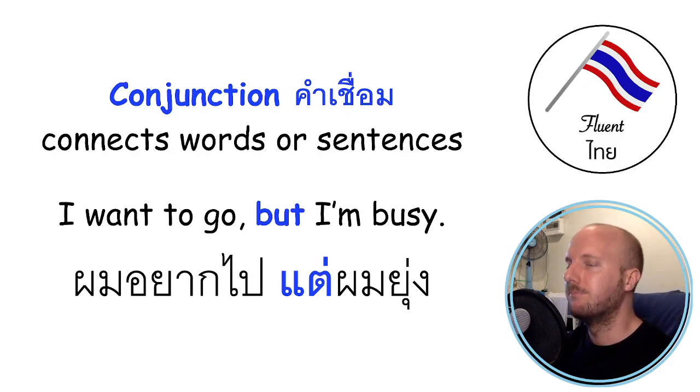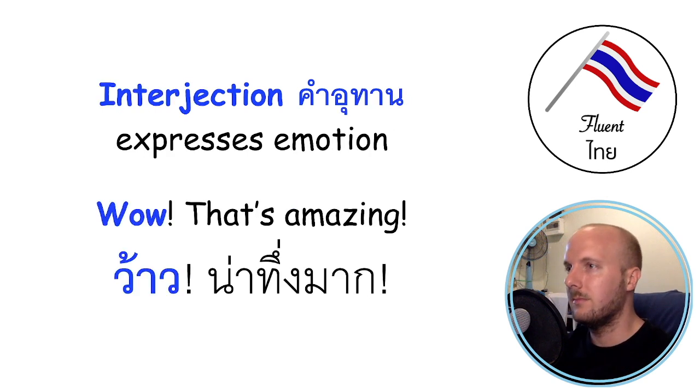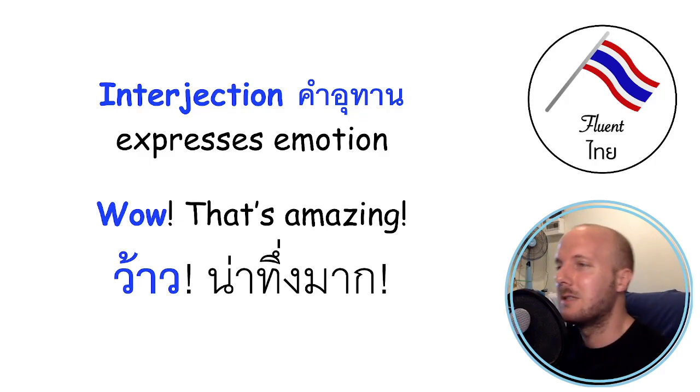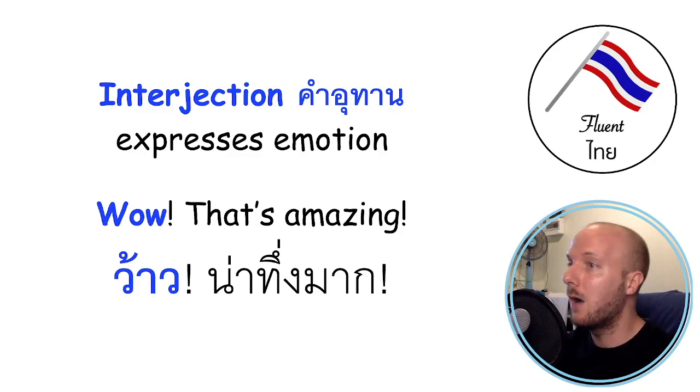Conjunction คำเชื่อม. There's another word in Thai, but I've heard most Thai people use the word คำเชื่อม for conjunction. So it just basically connects words or sentences. It connects the clause. So for example, I want to go, but I'm busy. ผมอยากไปแต่ผมยุ่ง. Interjection คำอุทาน expresses emotion. Wow, that's amazing. So in Thai, it's wow. It's the same wow. They might say it in a slightly different tone. We say wow, but they say wow. น่าทึ่งมากเลย น่าทึ่งมาก.